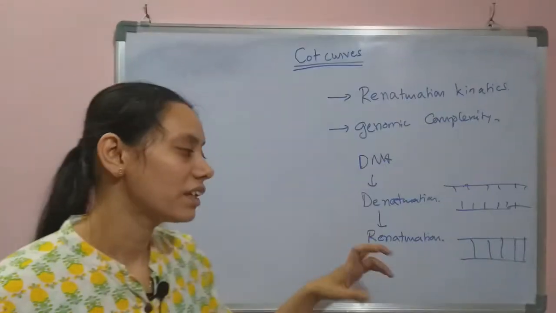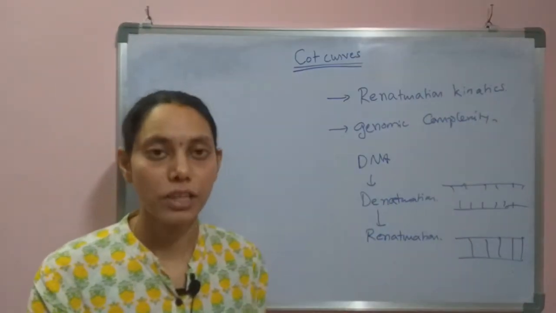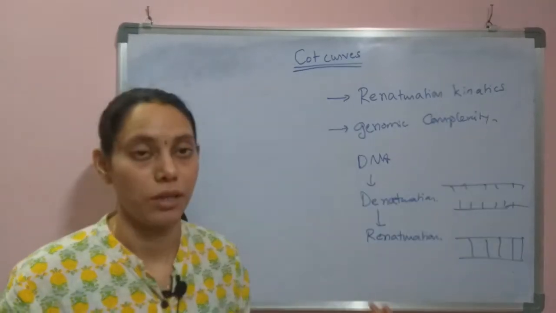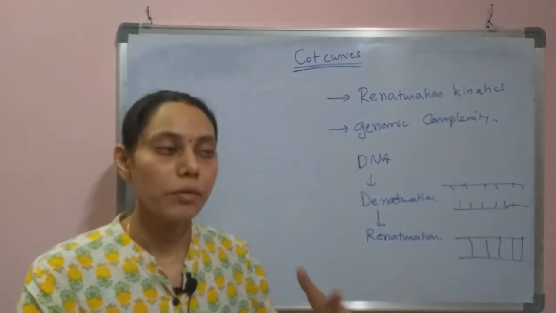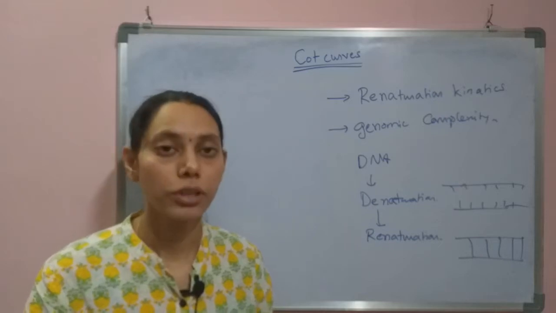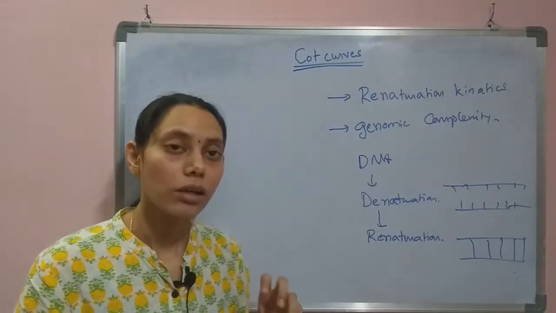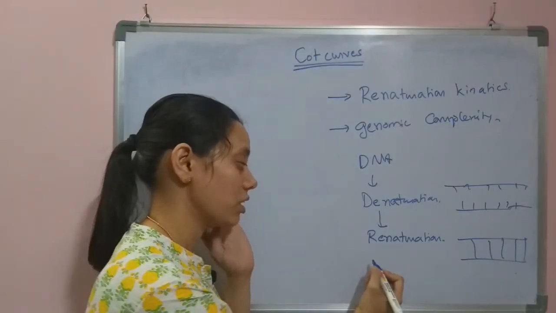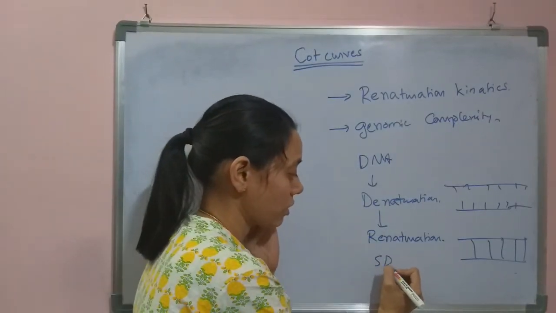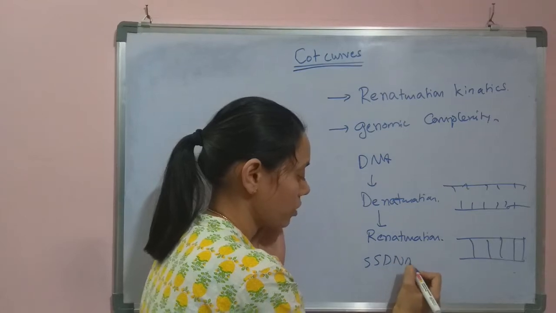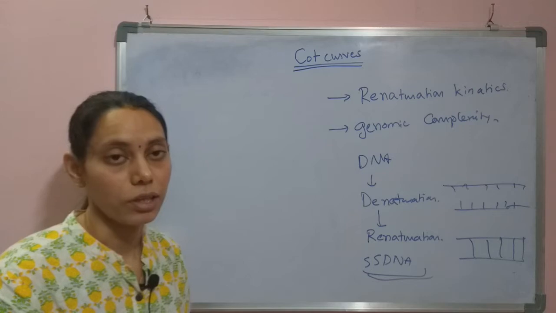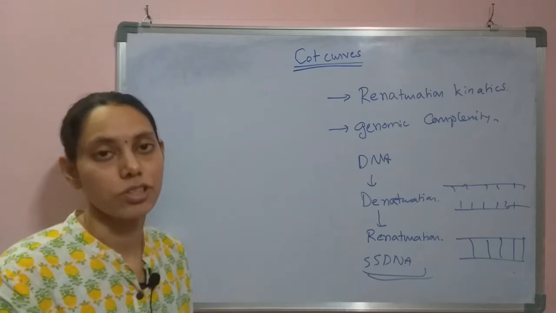But it takes some time for renaturation of all the DNA present in the sample. So at intervals, we are going to take calculations of the quantity of the DNA that is left in the single stranded form. We take these calculations at every interval during its renaturation.